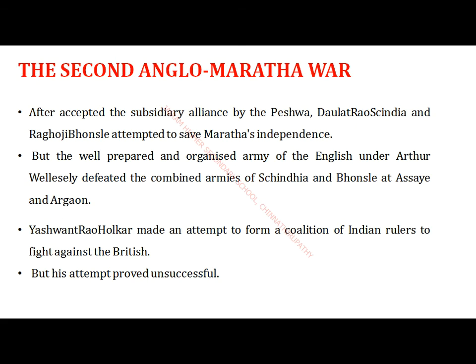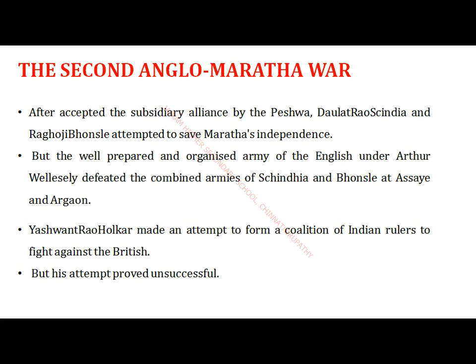Next see here, the Second Anglo-Maratha War. It took place between the Marathas and the Britishers. After the first one was over, the Second Anglo-Maratha War started, after the subsidiary alliance was accepted by the Peshwa.